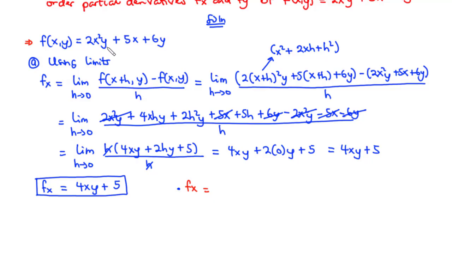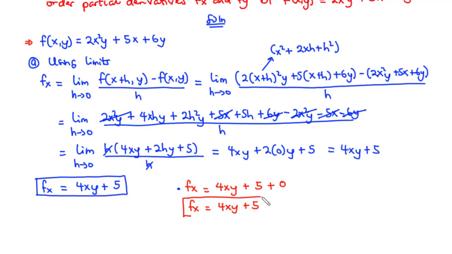For 2x square y, we want to differentiate with respect to x. When we differentiate 2x square, we obtain 4x, and because y is a constant, we just repeat y. Plus we differentiate 5x with respect to x, we have 5, and then we differentiate 6y. Because 6y is a constant, when you differentiate a constant you have 0, so we differentiate this with respect to x and we have 0. Therefore we have fx equal to 4xy plus 5.